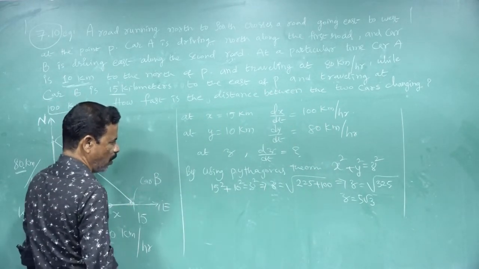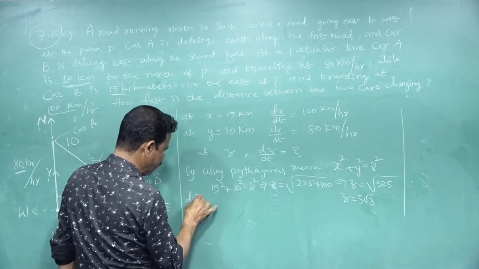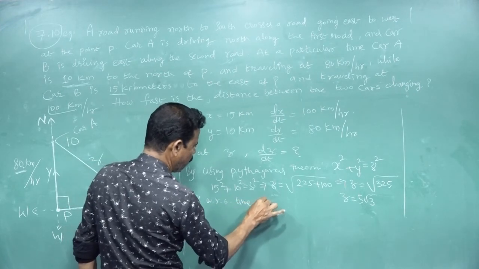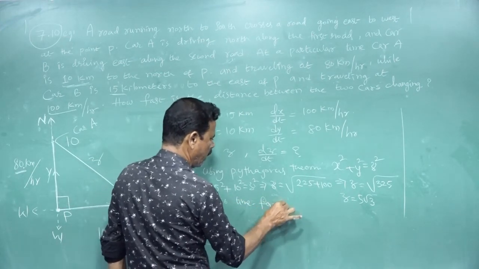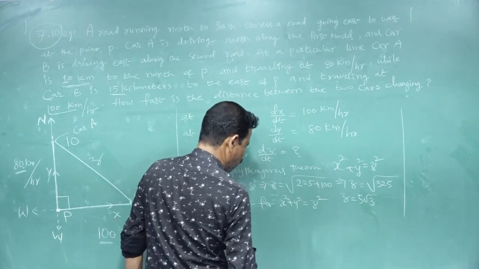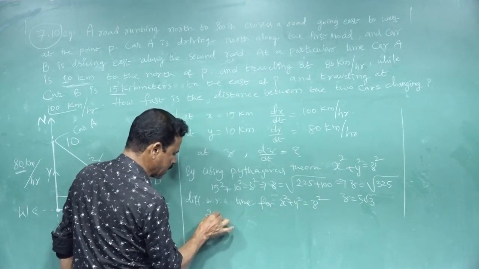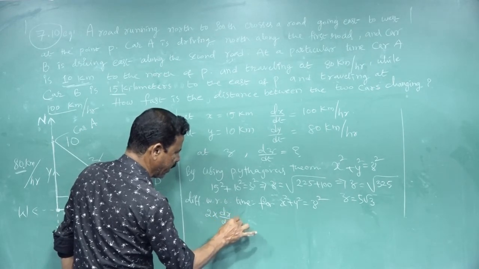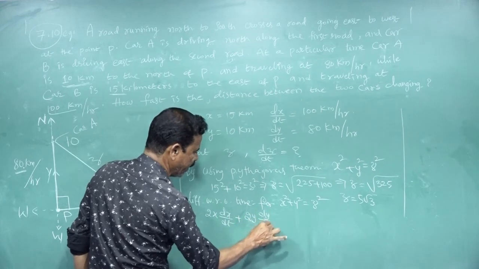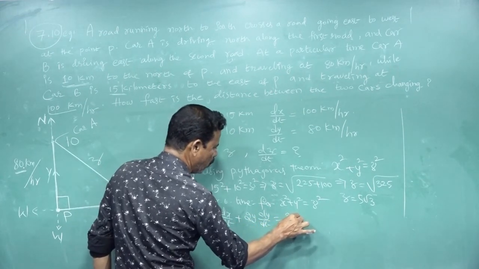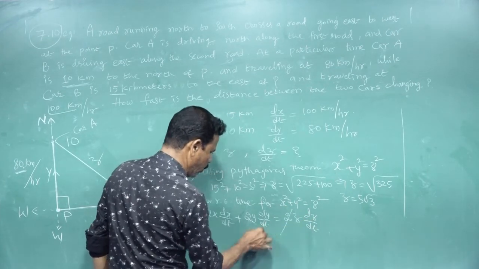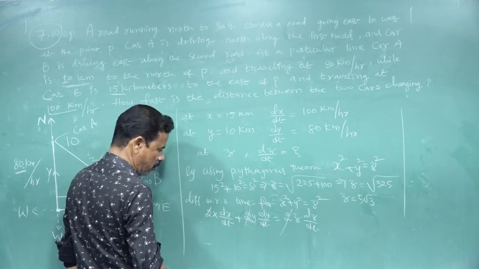Next, differentiating with respect to time for x square plus y square is equal to z square. So x square derivative 2x, derivative of x is dx by dt; y square derivative 2y dy by dt; z square derivative 2z dz by dt. So here the 2 cancels, common.